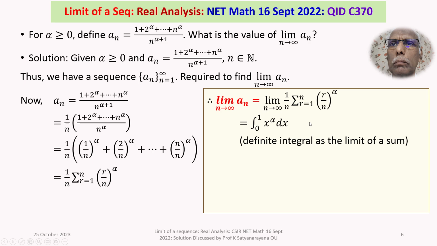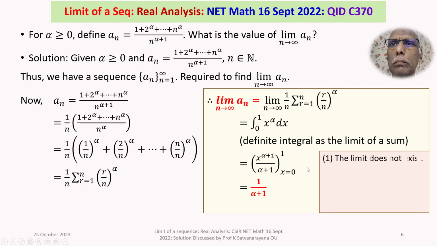Now we integrate. Integral of x to the power of alpha is x to the power of alpha plus 1 by alpha plus 1, to be evaluated between the limits x equal to 0 to 1. For the upper limit, it is 1 by alpha plus 1. For the lower limit, it is 0. So that is equal to 1 by alpha plus 1. Thus, the limit of a_n as n tends to infinity exists and its value is 1 by alpha plus 1.